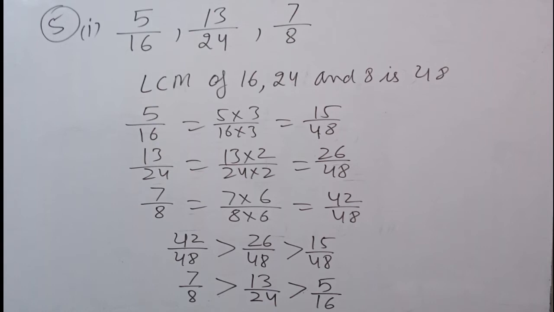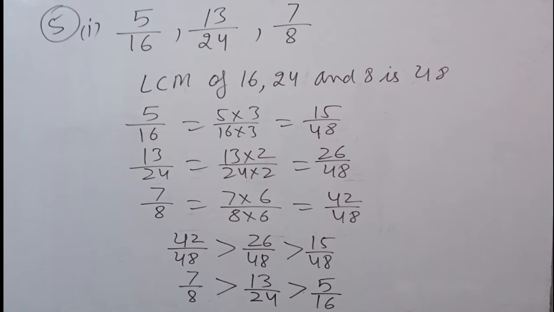Now we will convert 13 upon 24, and 24 we will convert into 48. For converting 24 into 48, we have to multiply by 2. The same number we will multiply in the numerator. So 13 into 2 and 24 into 2 will give 26 upon 48. Now we have got 48 as the denominator of the second fraction.